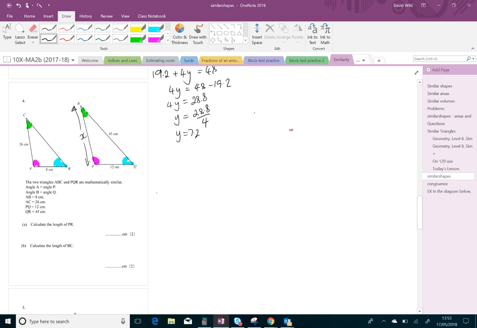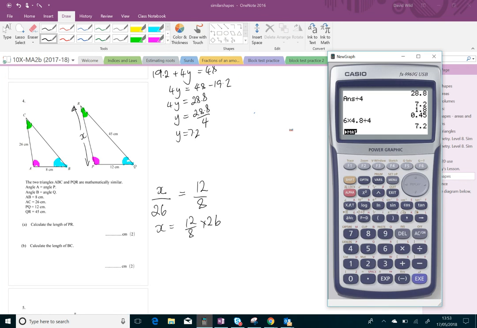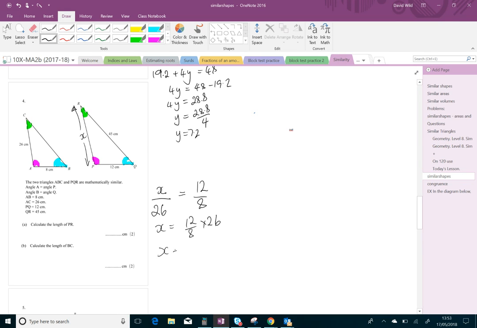So here we're going to have big over small. It doesn't matter whether you do big over small or small over big. So x divided by 26 is big 12 over small 8. Multiply both sides by 26 now. 12 over 8 times 26. Calculate that: 12 divided by 8 times 26. There we get 39. 39 centimeters.